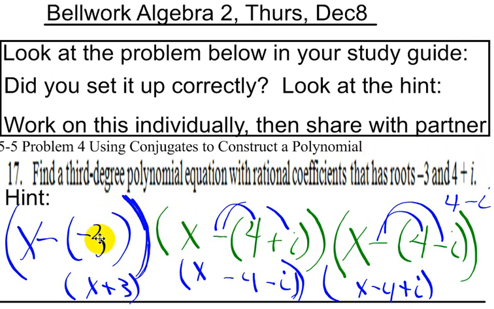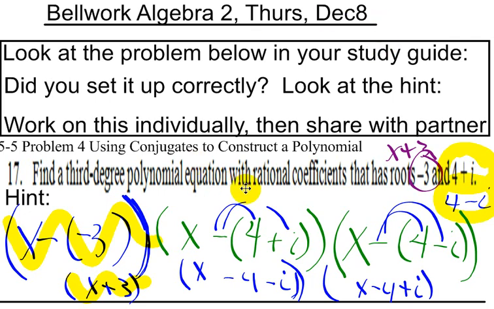So we know if this is a root, that means it's a 0, right? What did it come from? It came from x plus 3, or x minus negative 3 like I show here. That's just an x plus 3. That's where that came from. Now, they told us if 4 plus i is a root, and just like our last problem, then automatically 4 minus i is a root. So there's 3 roots right there.